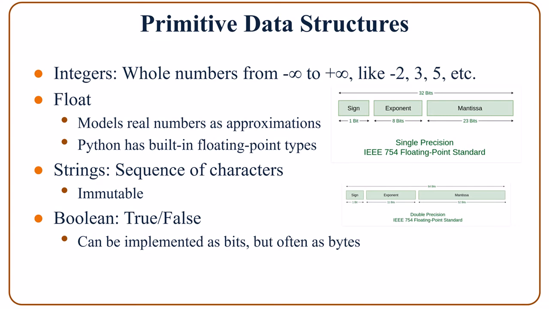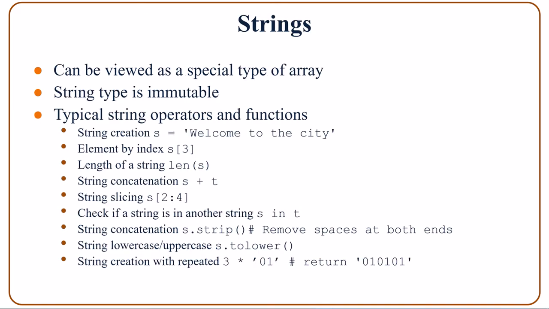Strings are sequences of characters, and they are immutable, meaning once you create a string, the string cannot be changed or modified. We will see more about it later. And the simplest is boolean. The values of a boolean variable can be true or false. The boolean structure can be implemented as bits, but often as bytes.